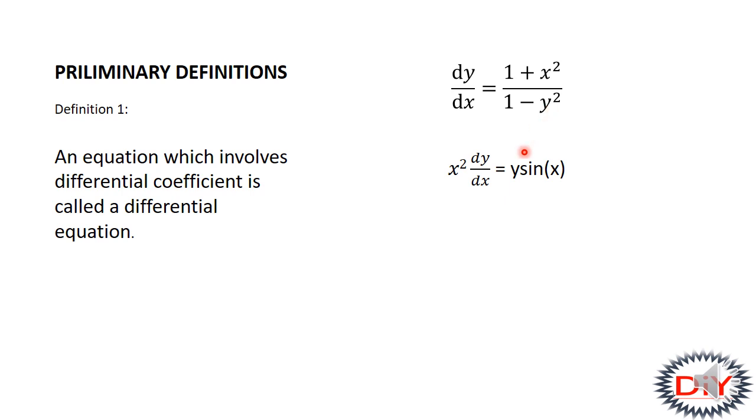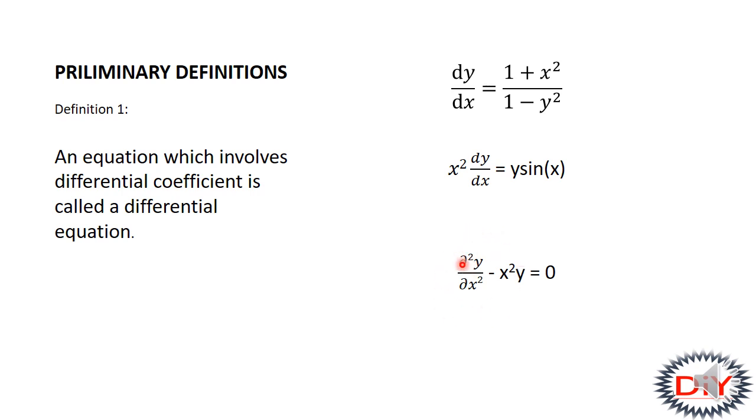We also have d over dx of x squared equal to x squared, d over dx equal to y sin x. This one is being expressed as a function of sin x, but once it has d over dx, we still regard this equation as what? As a differential equation.